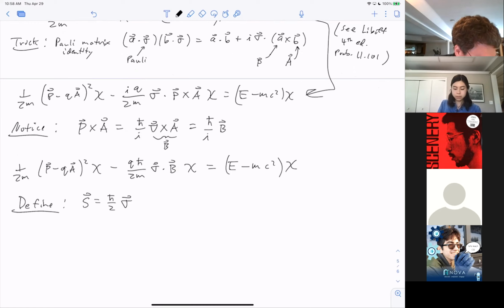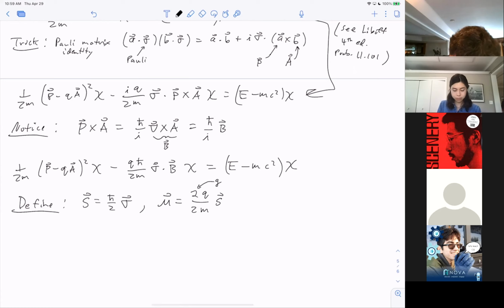And then let's define mu is equal to 2q over 2m times S. Okay, just a simple little definition. But of course, this 2 is going to get a name. We're going to call it g. But let's just call it 2. It's just the number 2. Later, we'll call it g, all right? Let's just call it 2.